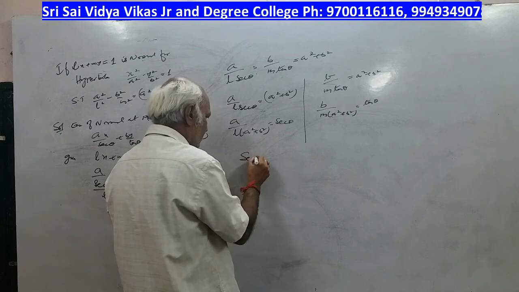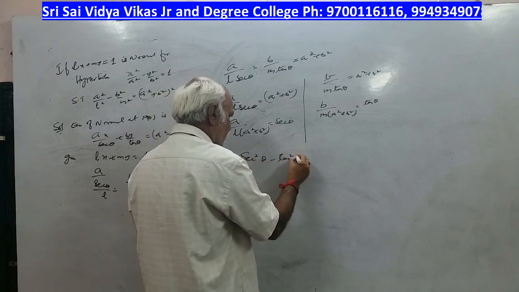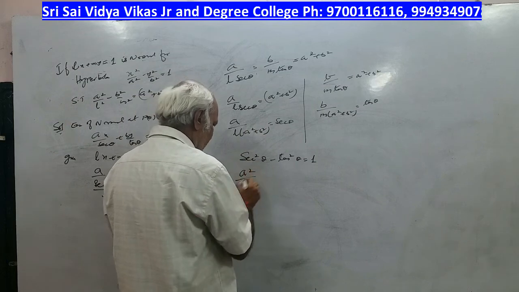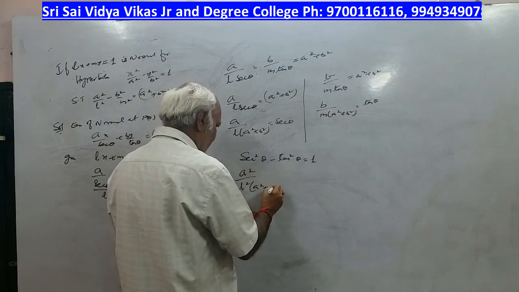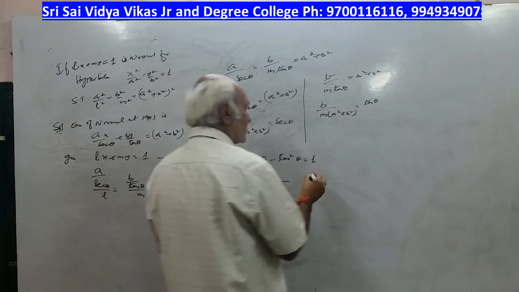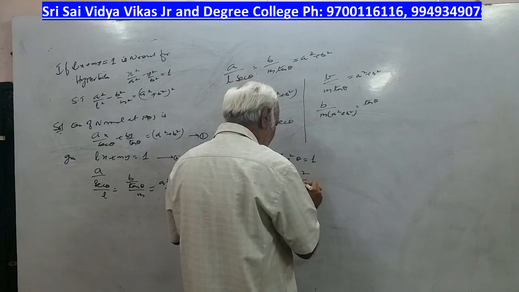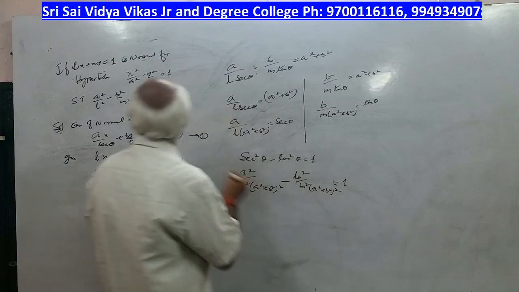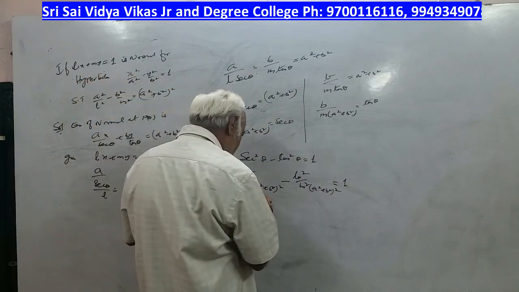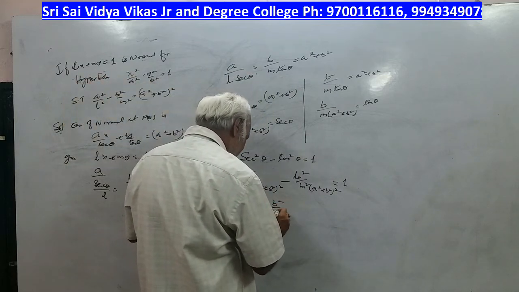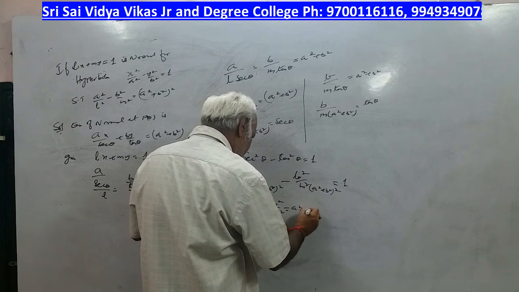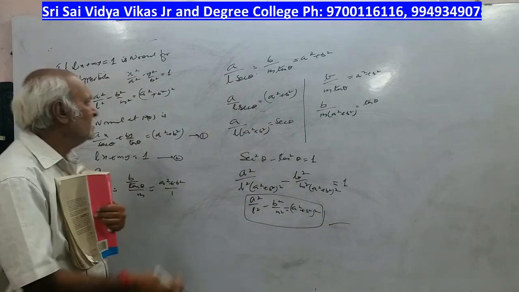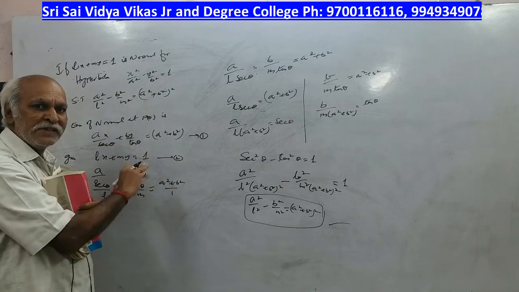Therefore, secant square theta minus tan square theta is equal to 1. So, secant square theta means what, sir? a square by l square into (a square plus b square) whole square. What is tan square theta? b square by m square into (a square plus b square) whole square is equal to 1. Now what is he asking? a square by l square minus b square by m square is equal to (a square plus b square) whole square. So what we have done? Apply the formula.